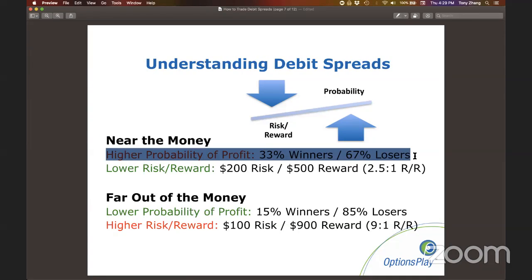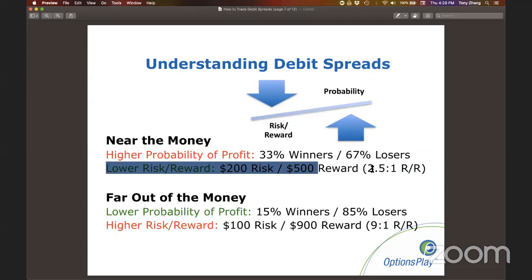33% winners, 33% probability of success. And a lot of people will come to me and say, hey, that looks really bad. Why would I ever trade anything that has only a 33% chance of winning? And I always tell them, look at the other side of the coin. Look at the risk reward. How much money do you actually get paid when you are right? Let's just say you're right only a third of the time, but when you're right that third of the time, how much money are you making versus how much money are you risking? That's really what you want to pay attention to.